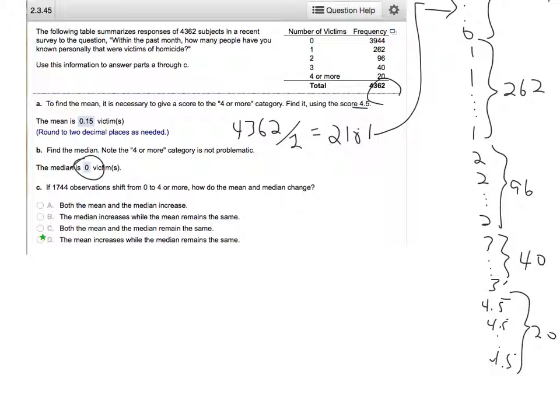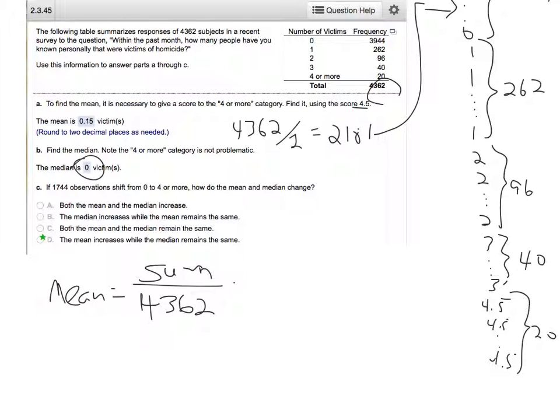Now, the mean requires that we add up all of the numbers and then divide by the number of values. So it's going to be the sum of all of those values divided by 4,362. And when I say all of those values, I mean all of these values. So the sum of this whole list of numbers divided by 4,362.